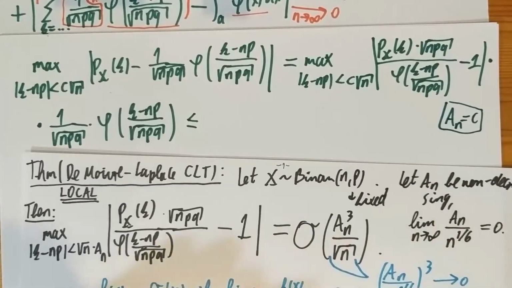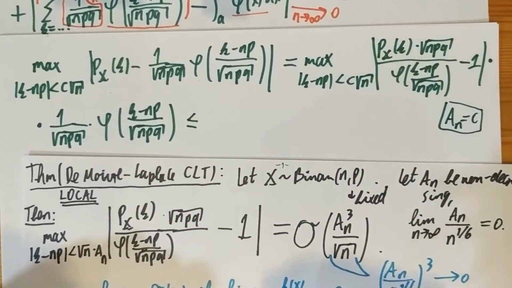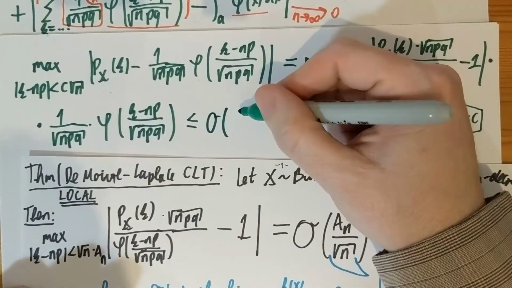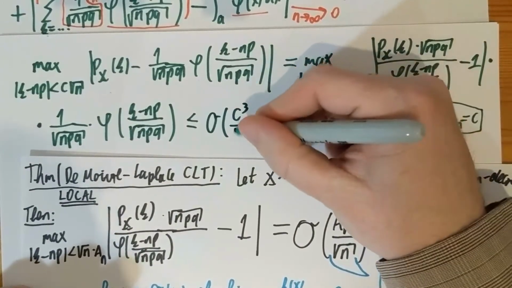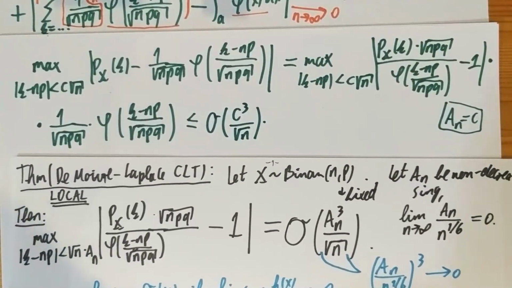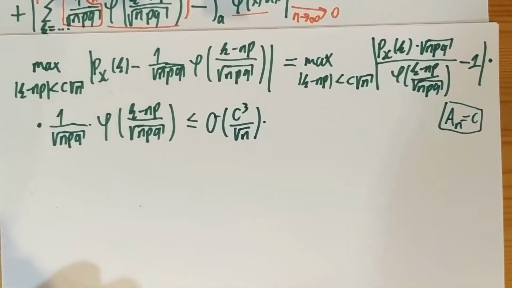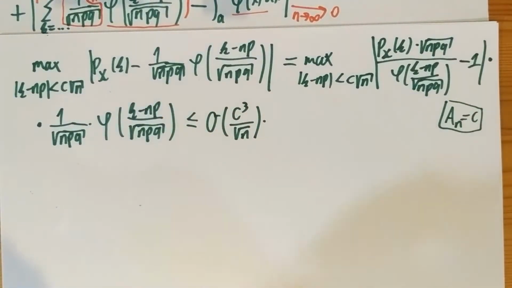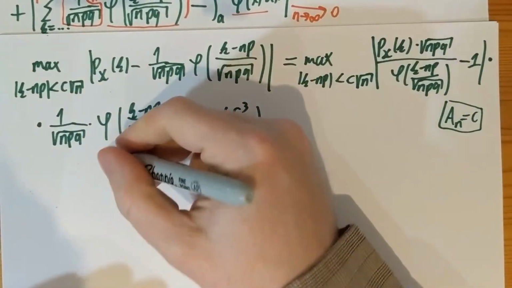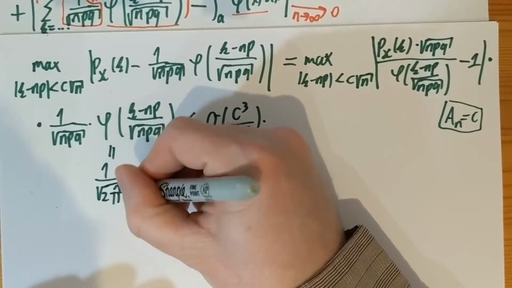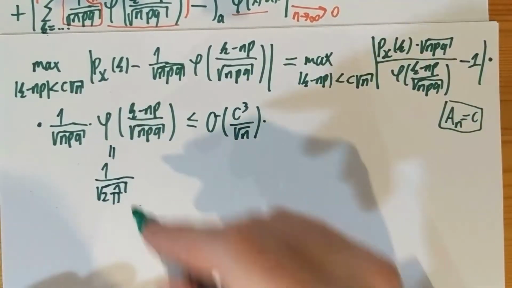And so the first part of this, by the DeMoivre-Laplace CLT, is big O of a_n cubed, which is c cubed, over square root of n. That's the first term. Okay? The second term is phi at some number here. And what is phi? Well, phi is 1 over root 2 pi, except I don't really know what this constant is, so I'm going to use pi hat.